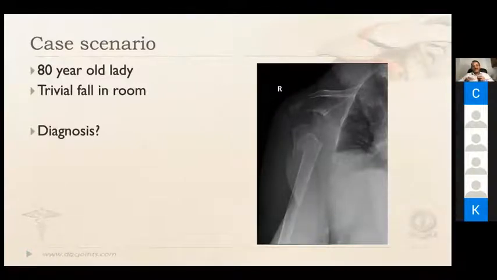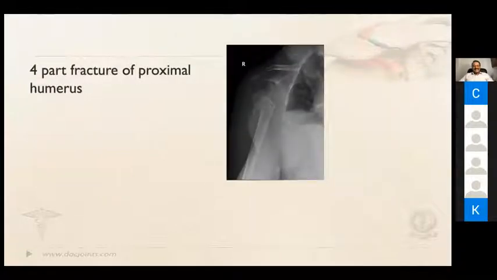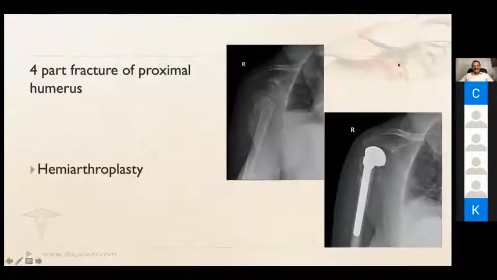A reverse shoulder is probably not going to give anything extra, or you are burning bridges by doing a reverse shoulder arthroplasty. I would do a hemiarthroplasty with reattachment of the tuberosity fragments. Any difference of opinion? Yes, so that's what was done for the patient.